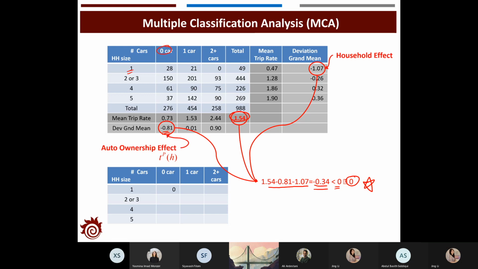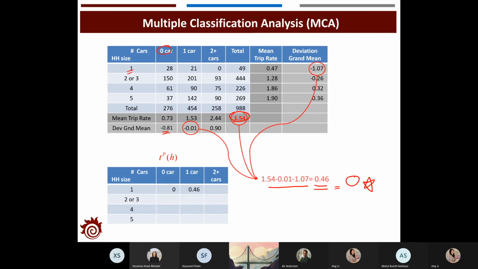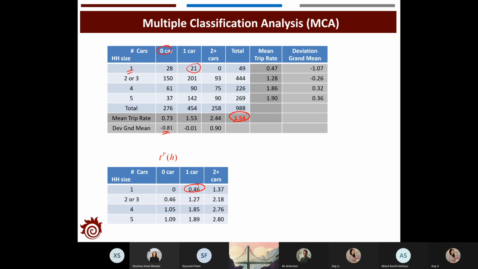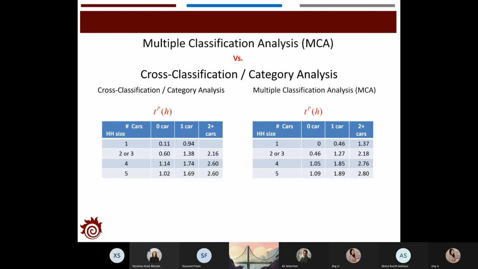And you can also apply a similar process for the other values. For the second cell, that is 1.54 minus 0.01 minus 1.07, which will give you 0.46. And similarly, you can get the value for all the other cells, and that's the trip table you're going to get from the MCA analysis.